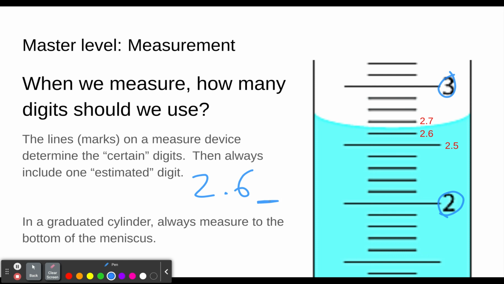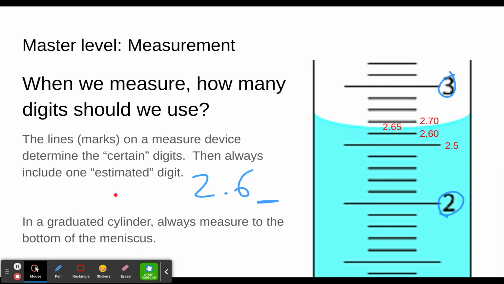Now we need to have one estimated digit. So we're going to go back and look at this, and between this line and this line, divide it in your mind into 10 parts. Okay? 2.61, 2.62, 2.63. It's hard to get that close together, but you get the idea, all the way up to 2.69 right before it gets to 2.70. Okay? And you estimate, well, that's about halfway in between, so it's very reasonable to estimate that at 2.65.